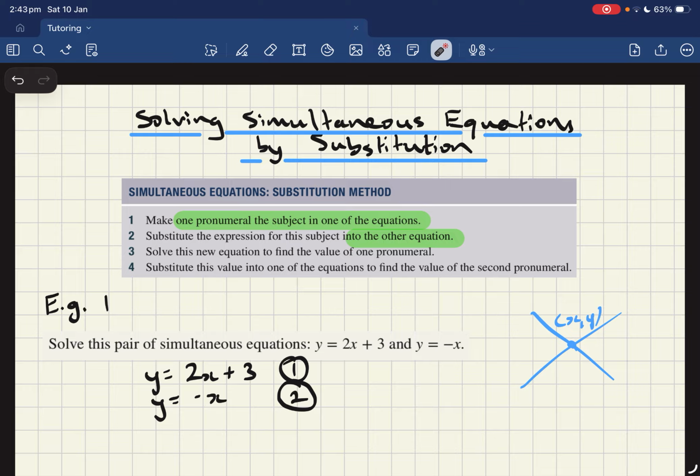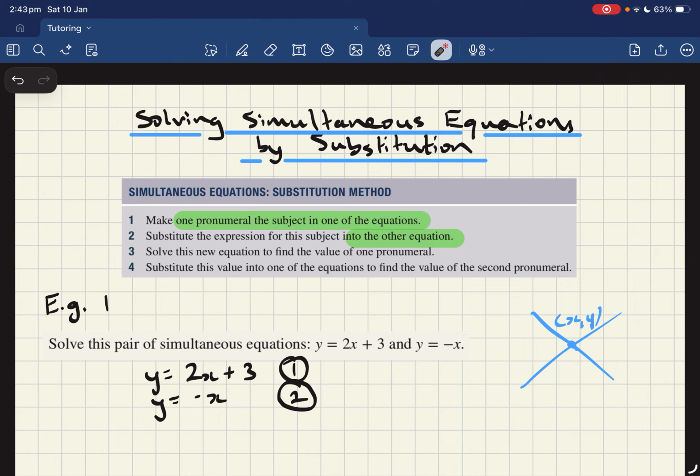We essentially want to make one pronumeral the subject in one of the equations. So we want to get it on its own. Then we want to substitute the expression for this subject, so everything on the other side, into the new equation, into the other equation, I should say.